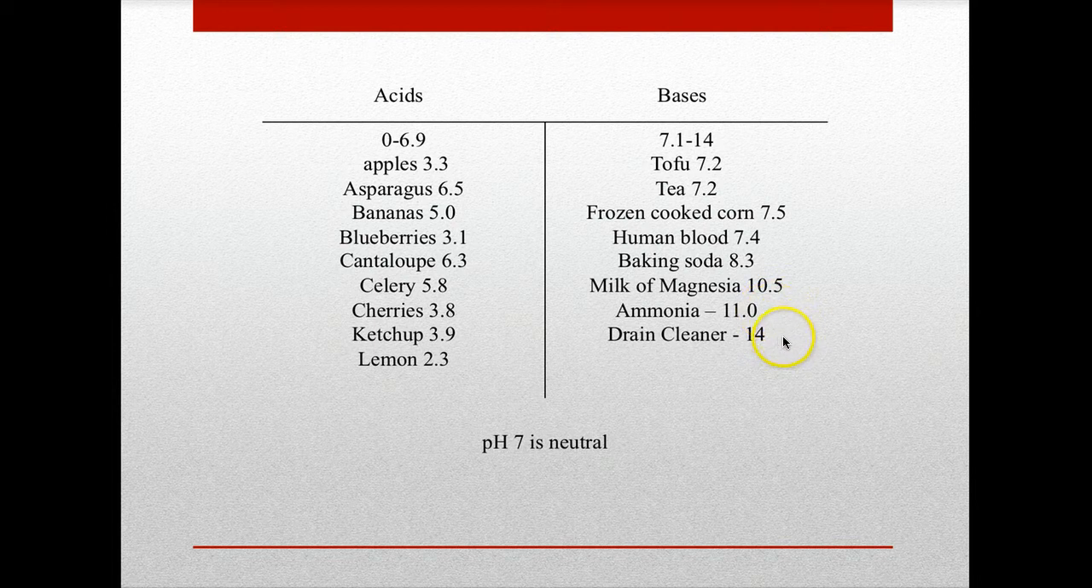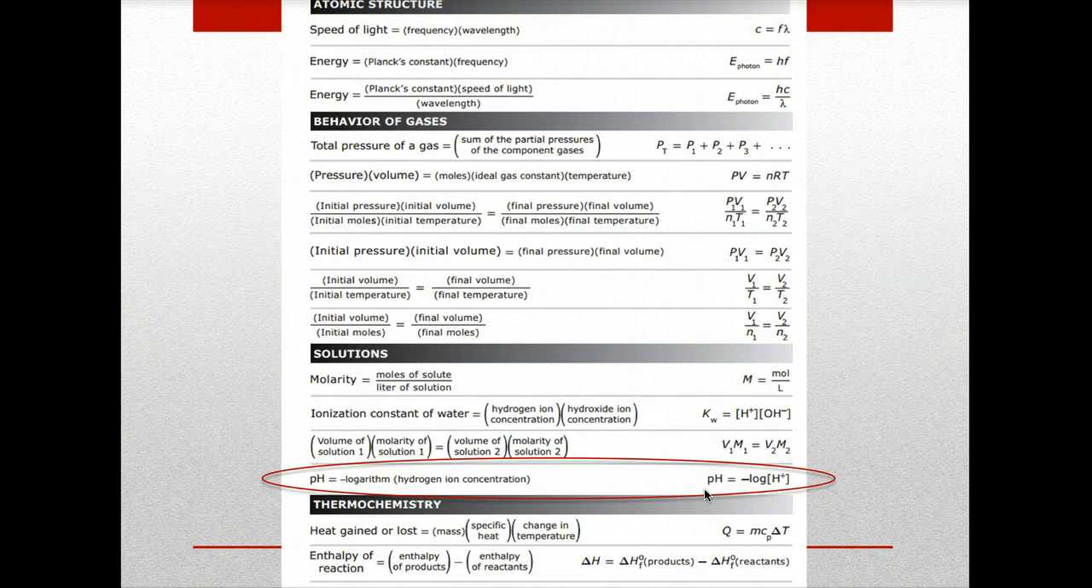And then, of course, we have drain cleaner, which is your strongest base. Drain cleaner is made with sodium hydroxide, and that's pH 14. That's your strongest base, and drain cleaner is pretty powerful stuff. It can kill you if you actually consume it, drink it. So let's not do that. All right, so moving on.